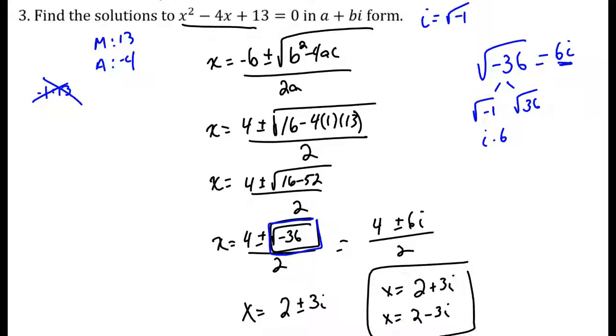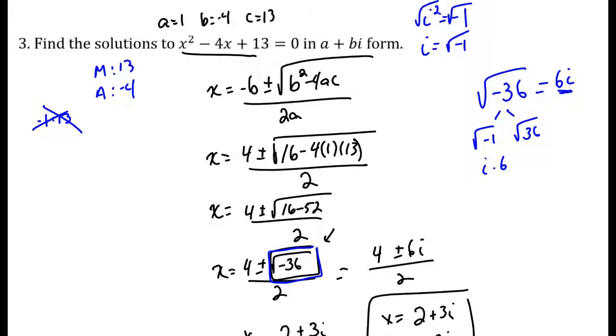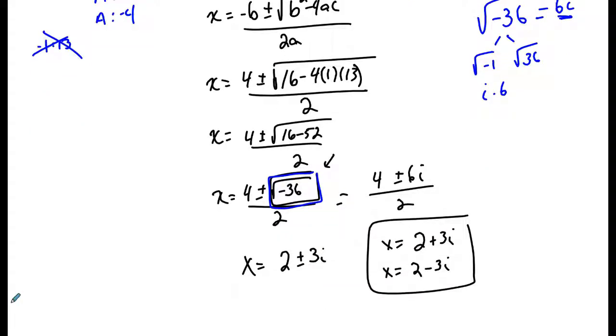Back before we had the imaginary number i, we would have to give up and quit at this point. But we don't have to quit anymore because we can deal with a negative inside our radical because we defined i squared as negative 1, a number whose square root is i, the square root of negative 1. So we now have complex number solutions to quadratic equations.